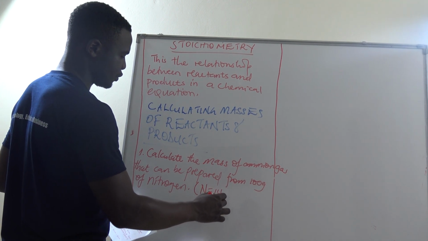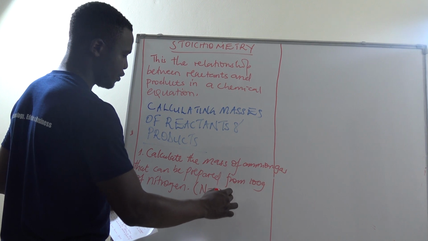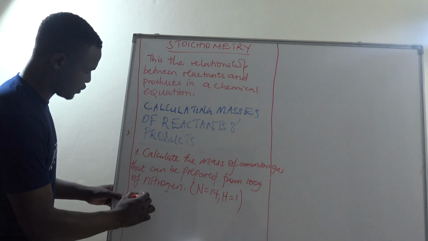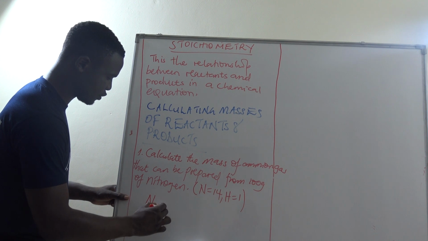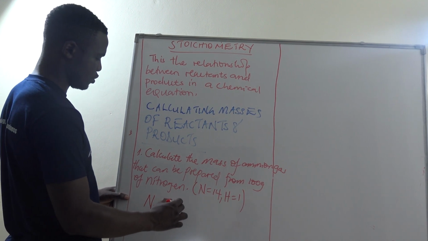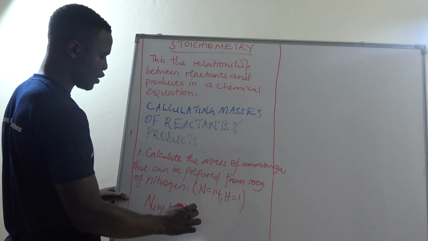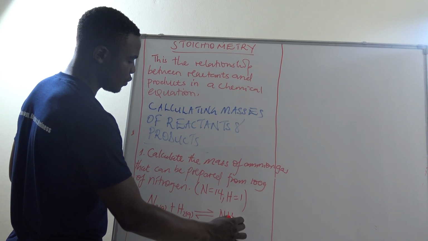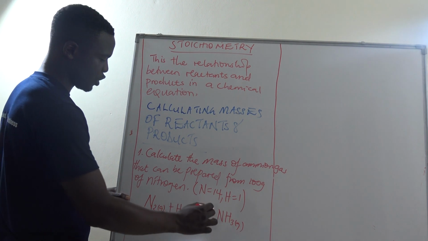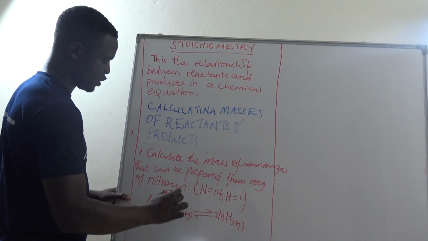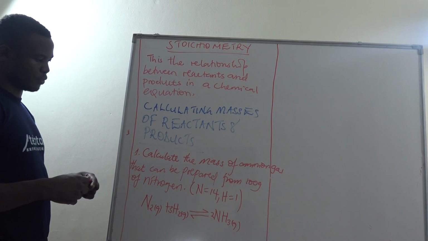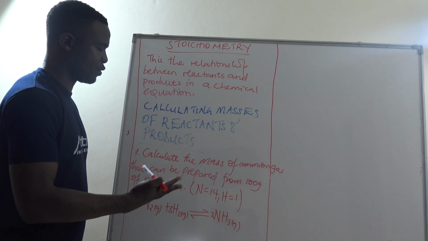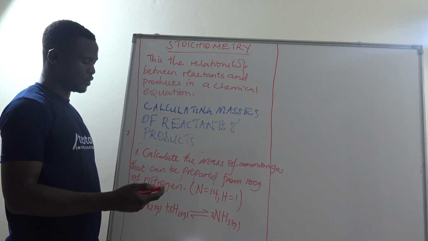Nitrogen is 14, hydrogen is 1, and they gave us the equation of reaction between nitrogen and hydrogen leading to the formation of ammonia gas: N2 + 3H2 gives 2NH3. So this is the equation that we are given, and we are to calculate the amount of ammonia that can be prepared from 100 grams of nitrogen gas.